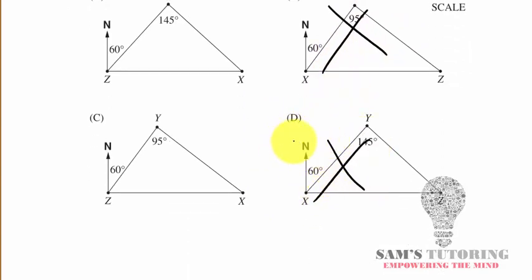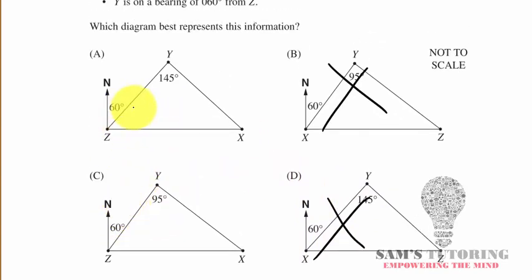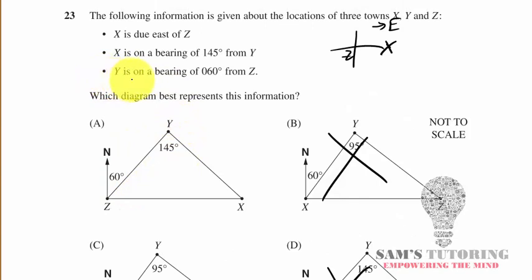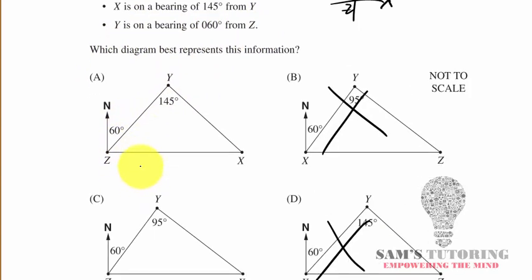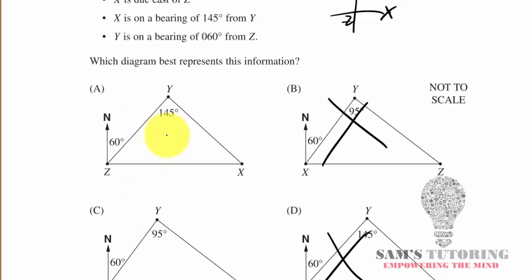Then I compare. I compare this and this, and I go, okay, so they both have 60 degrees. So pretty much this one is not going to help me so much, because it already gives me the answer here, 60 and 60. So what I'm more interested in is this 95 and 145, and how that's going to work. X is on a bearing of 145 degrees from Y.